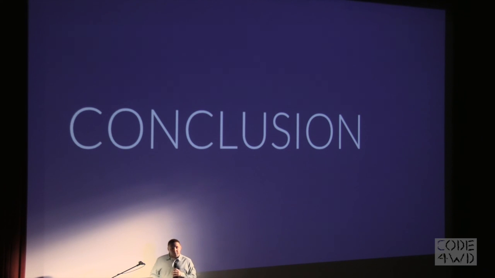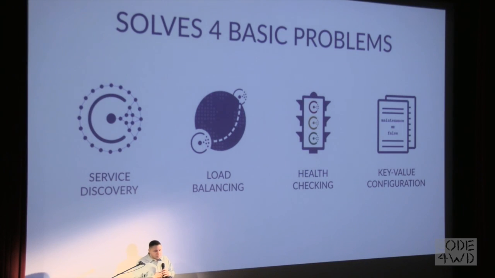To wrap everything up, there are 4 basic problems in service-oriented architecture. You have the service discovery component: how do I find that thing over there when I have 50 of them? More particularly, how do I load balance across all 50 of those things? How do I only send traffic to healthy hosts when I load balance across them? And how do I do feature flagging and toggling at runtime?